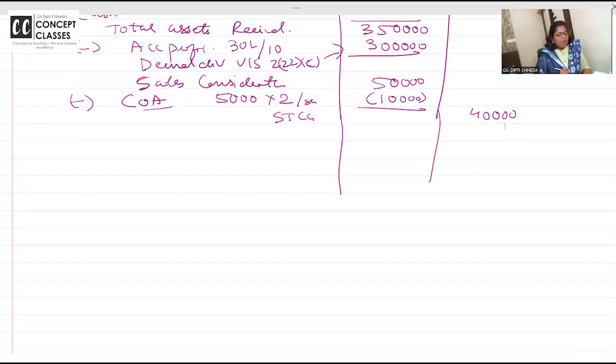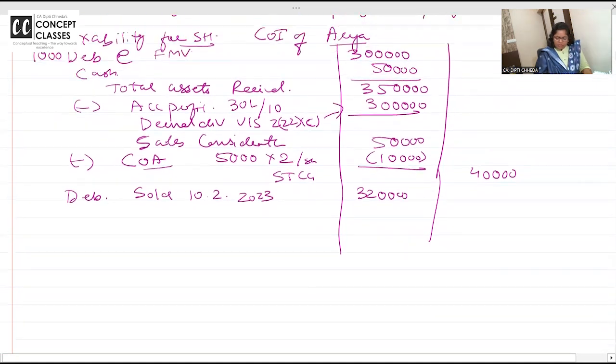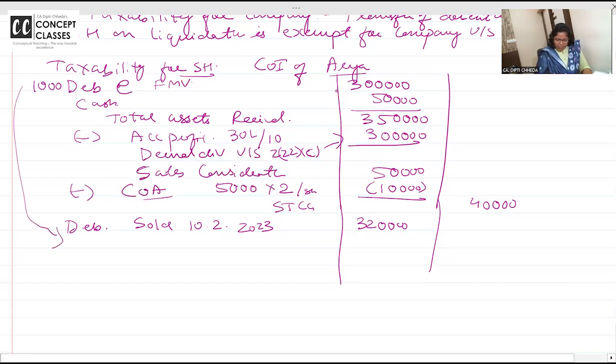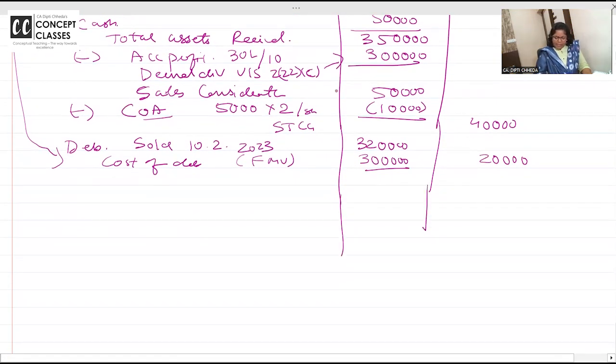Now he transfers the entire debentures. Debentures are also sold on 10th of February 2023 for 3,20,000. Whatever is the value of debentures he has received, that will be the cost. Yes, fair market value. Here it is the sale consideration, but that same will now become the cost. Cost of debentures is nothing but the fair market value I have received, and that is 3 lakh. So how much is it? 20,000. So this is the capital gain.